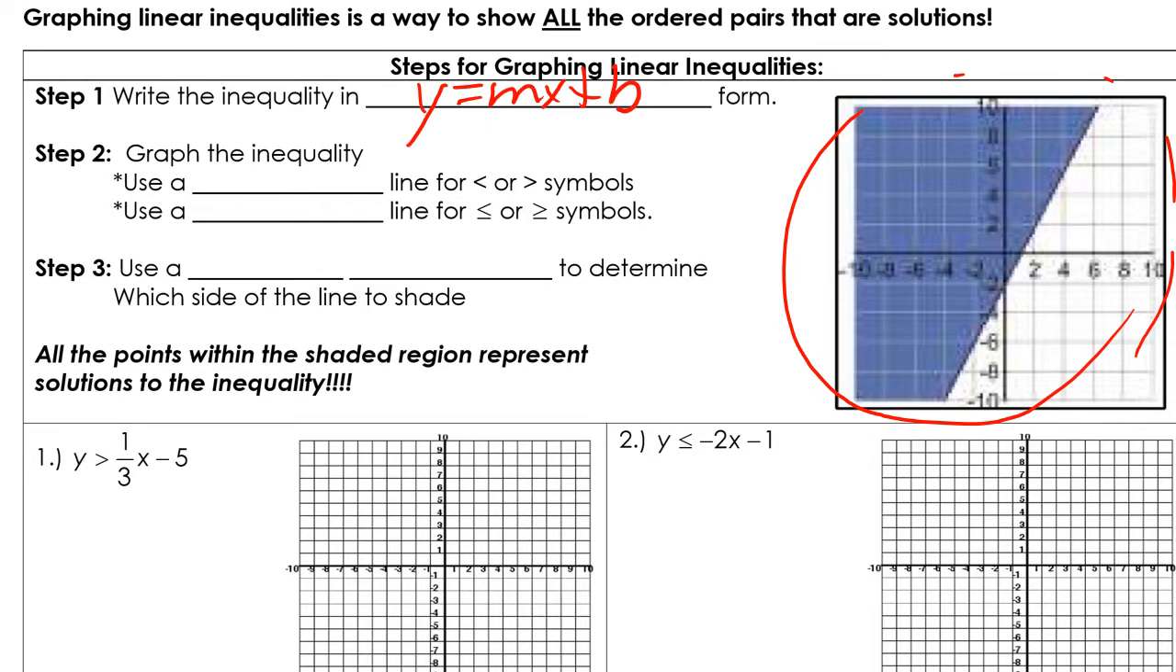Now this one is a little bit different because if you have a less than or greater than sign, we will use a dashed line or a dotted line. And if we have an equal bar underneath the inequality, then we will use a solid line.